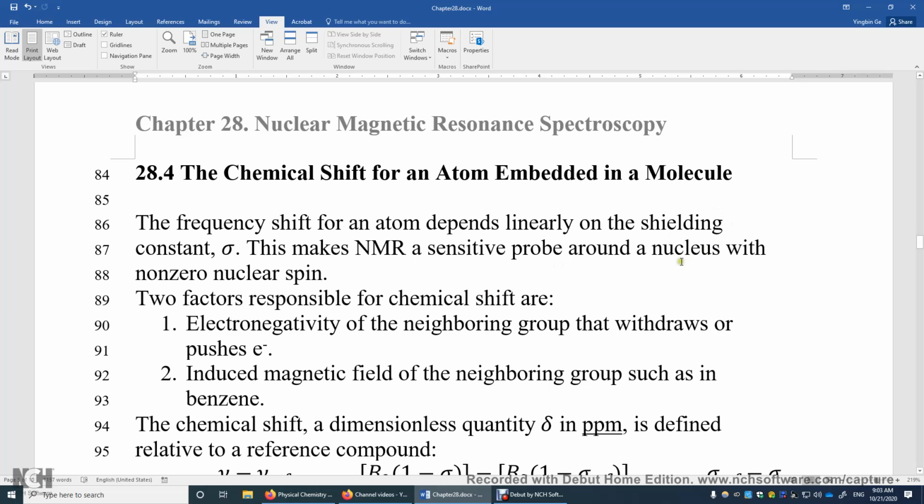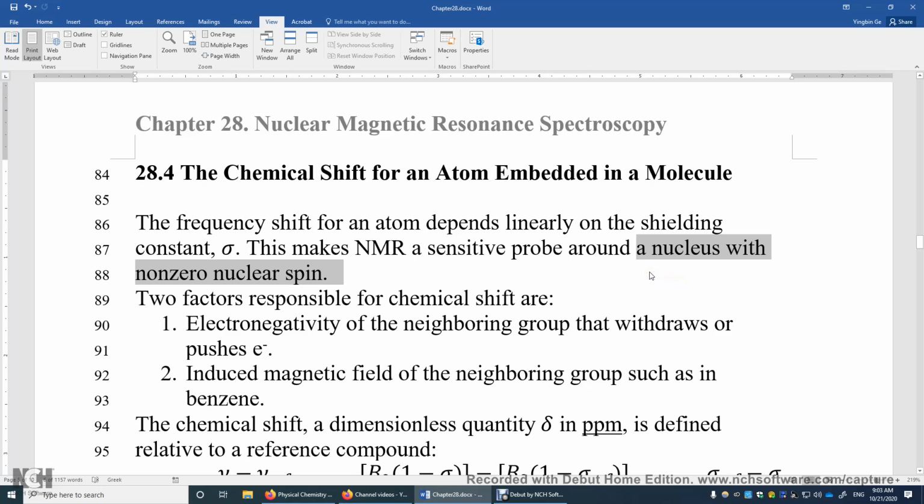So again, if you have carbon-12 or oxygen-16, forget about NMR, okay? Because carbon-12 or oxygen-16 does not have a non-zero nuclear spin. So you can do H1, you can do carbon-13, you can do nitrogen-14. They have non-zero nuclear spin.